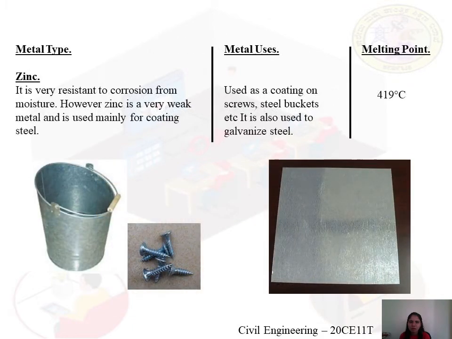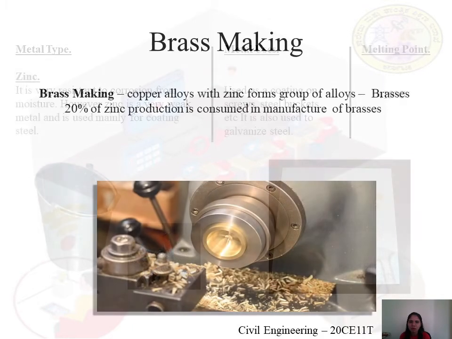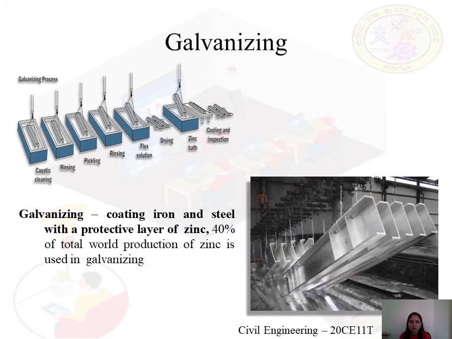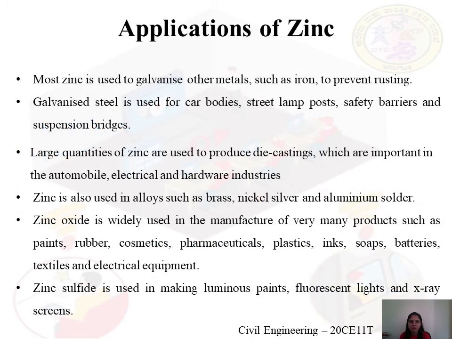And then zinc oxide is widely used in the manufacture of very common products such as paints, rubber, cosmetics, soaps, batteries, and so on. Another is zinc sulfide, which is used for making luminous paints, fluorescent lights, and X-ray screens, and so on. These are all the applications of zinc. Hope you have understood the properties and applications of zinc.